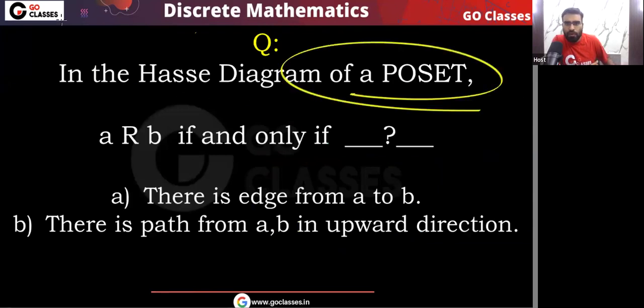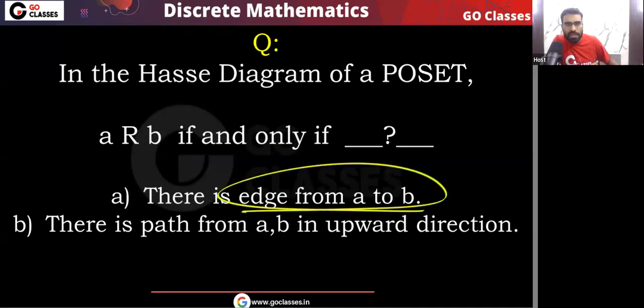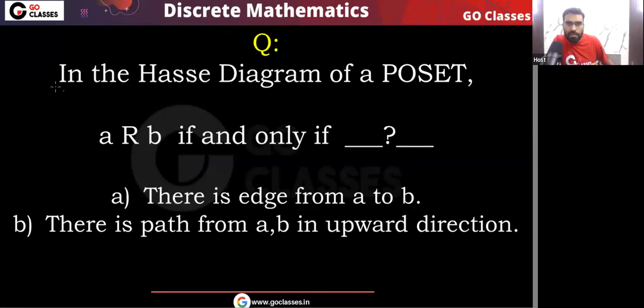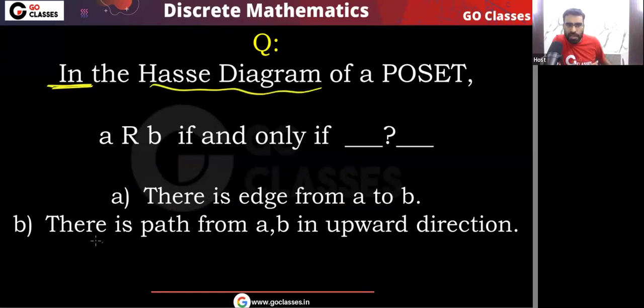In the Hasse diagram of a POSET, A is related to B if and only if... when can I say A is related to B? Is it mandatory that there should be an edge between A and B in the Hasse diagram? Or can I have a path from A to B in the upward direction?